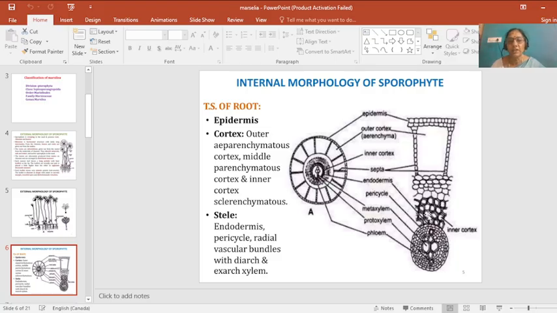Inner is the endodermis, which is single layered, then the pericycle, and there the radial vascular bundles are present, which are diarch in condition. And this is a protostele. The metaxylem is in the center, and protoxylem is towards the periphery.